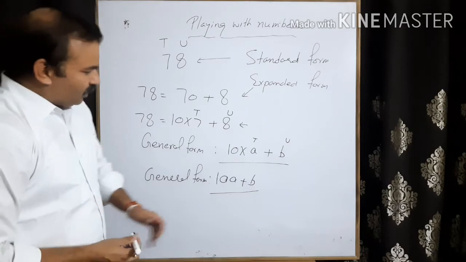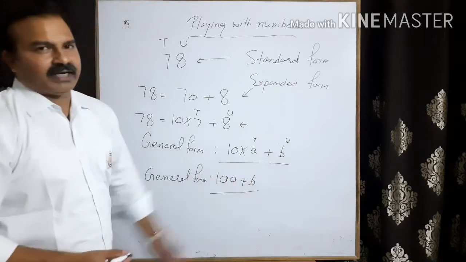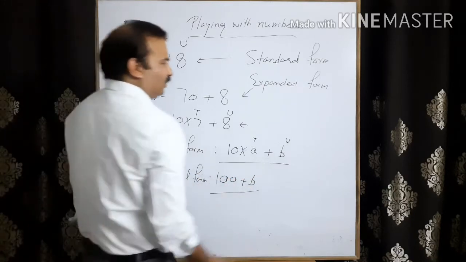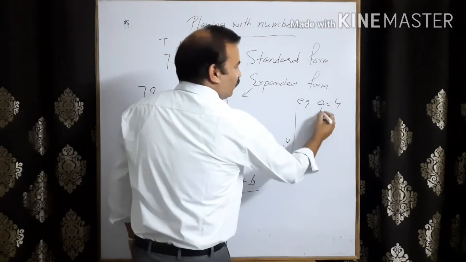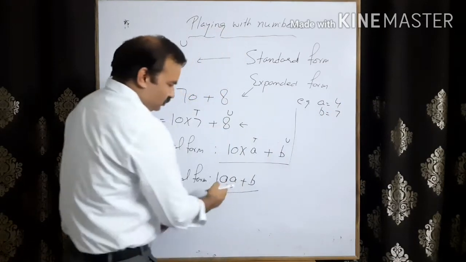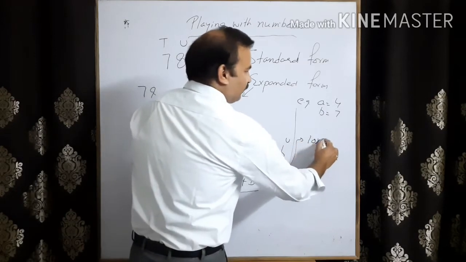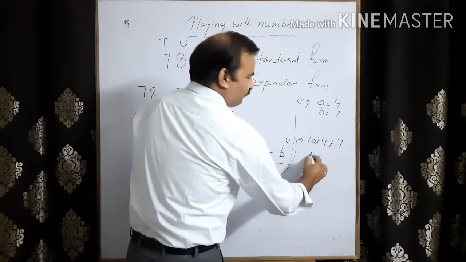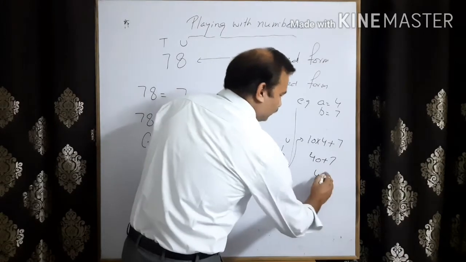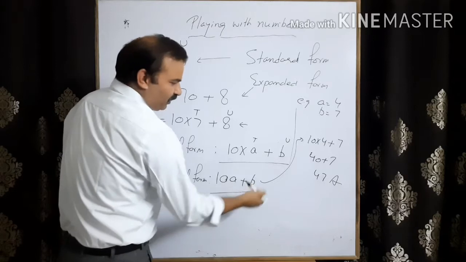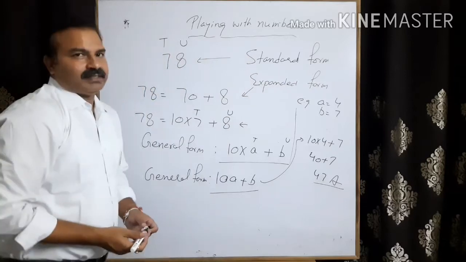Now, this is a general form. In the general form, you write A as any number, B as any number, and you can get that number. For example, let A be equal to 4 and B be equal to 7. So this will become 10 multiplied by 4 plus 7. 10 4s are 40, plus 7. 40 plus 7 will give you 47. Fine. So this is a general form where we substitute the values of A and B, any digits, and we get the number as 47.